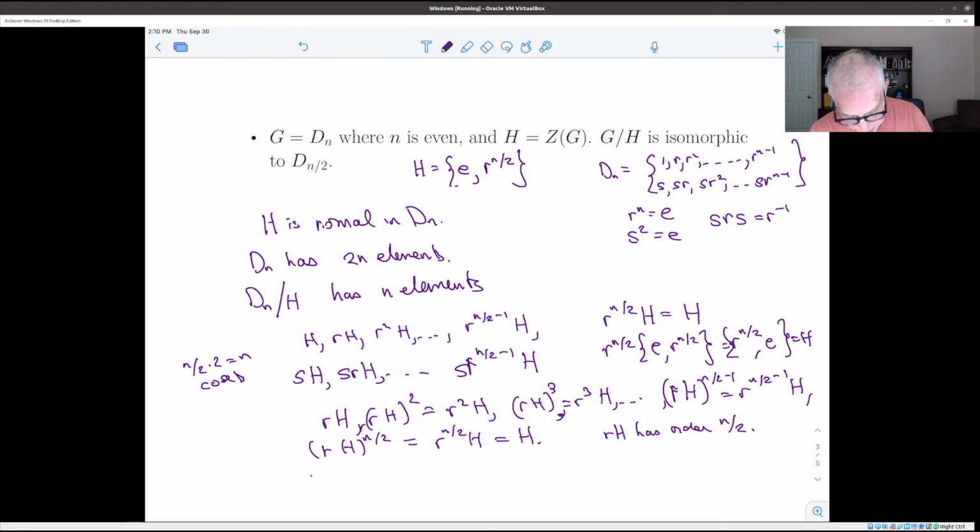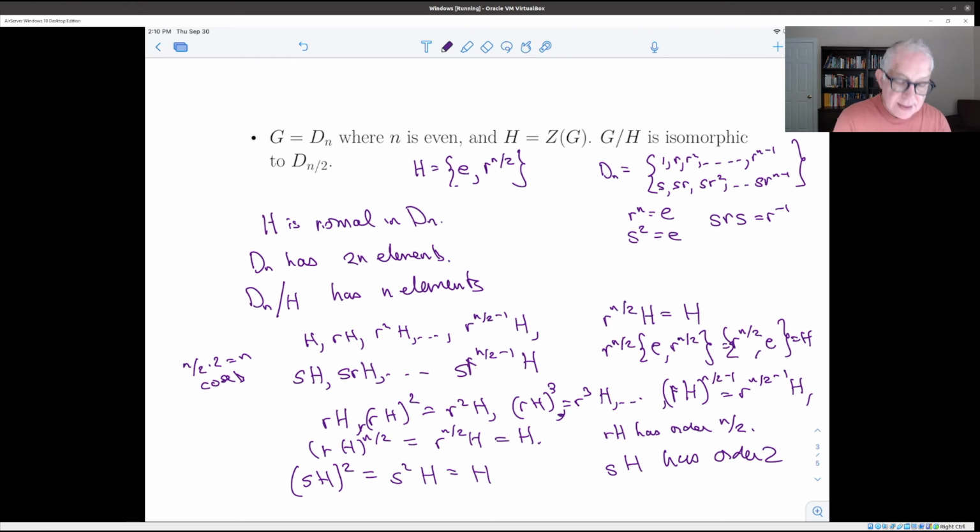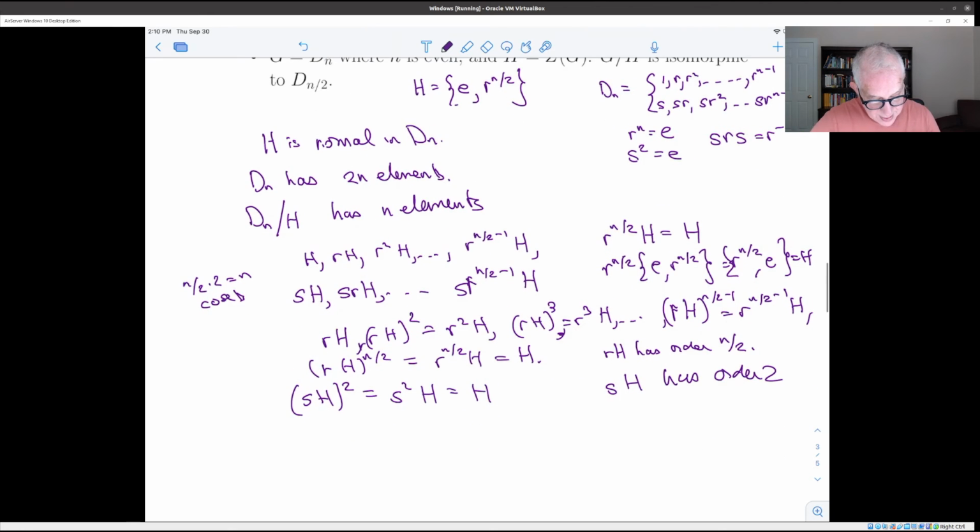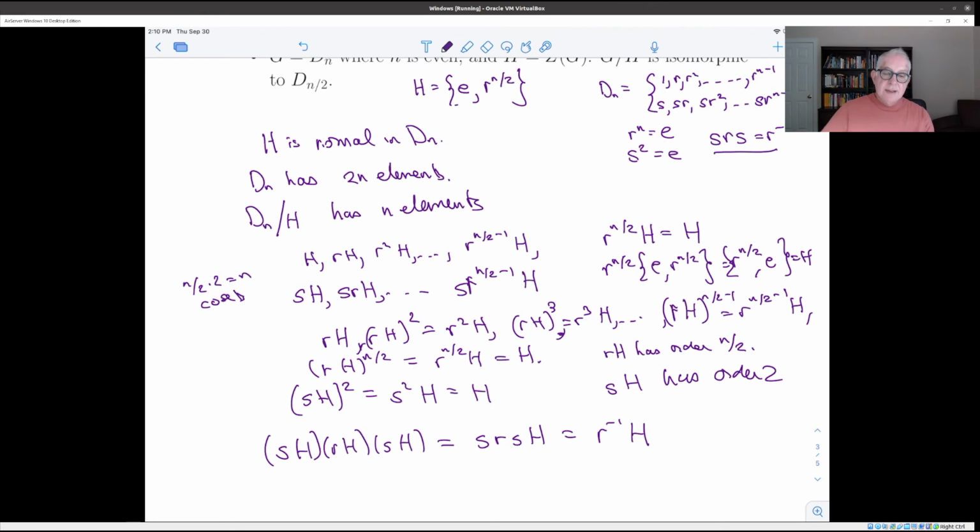And SH squared is S squared H, which is H. So SH has order 2, just like in Dn. And what about this relation? If we look at RH, SH, then by the group calculation in the quotient group, that's SRSH, and that's R inverse H, just like before.